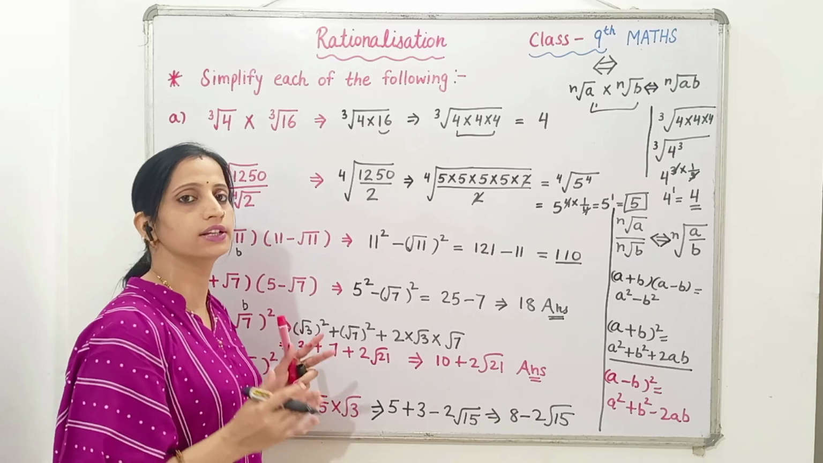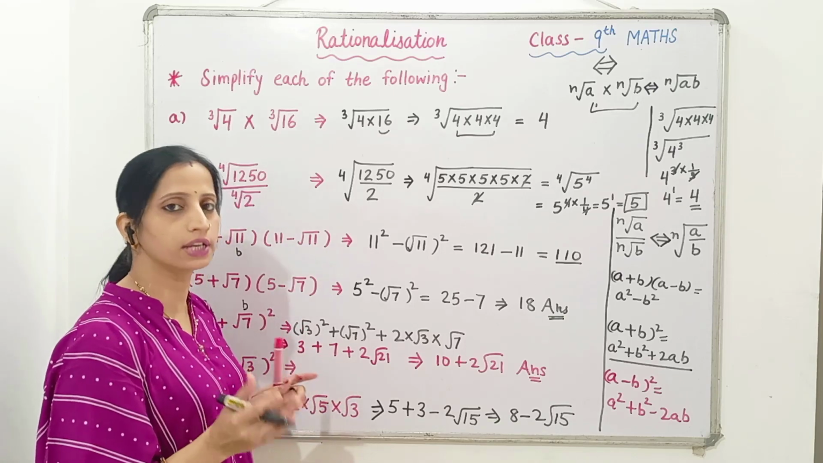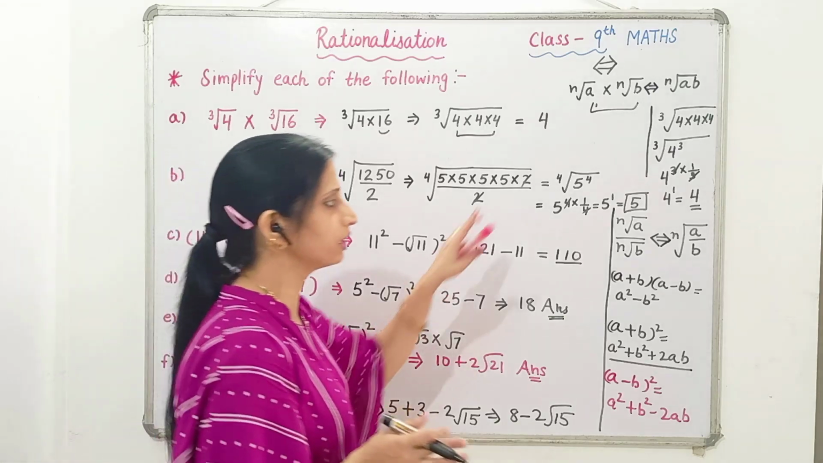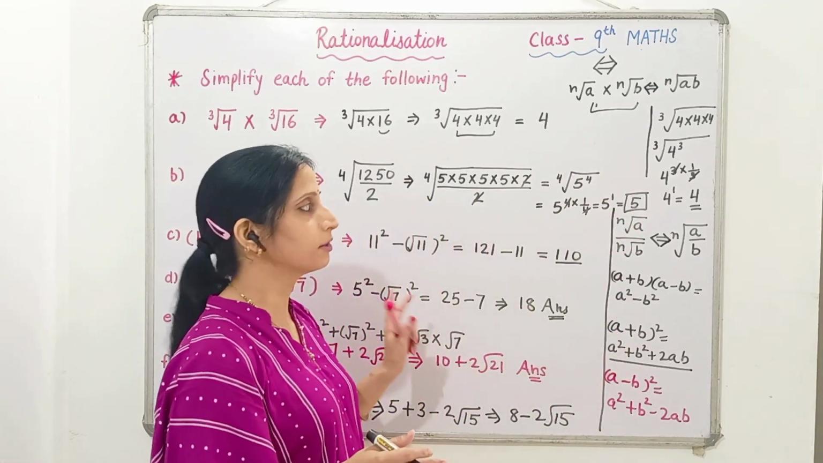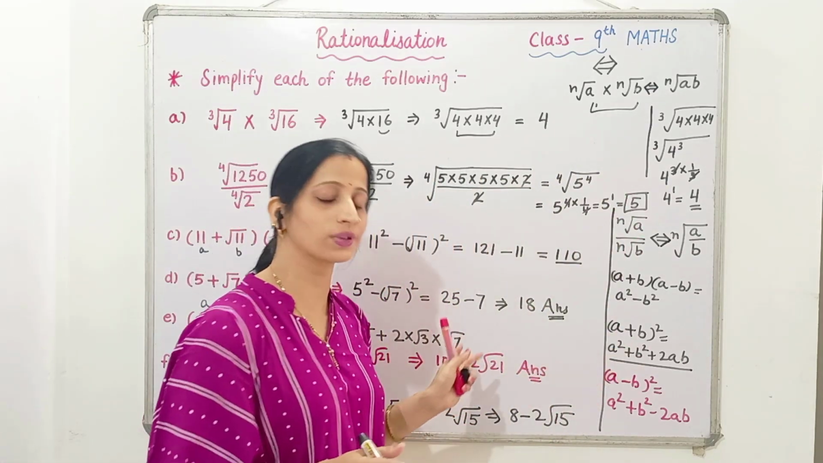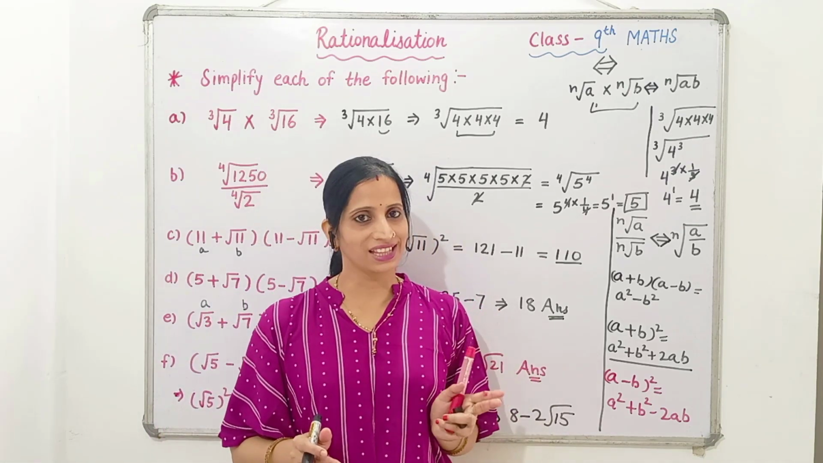By this way, whenever a question of simplification is given, first recognize which identity we will use, which property we will use. Always we will use these formulas. Just remember this, practice this.